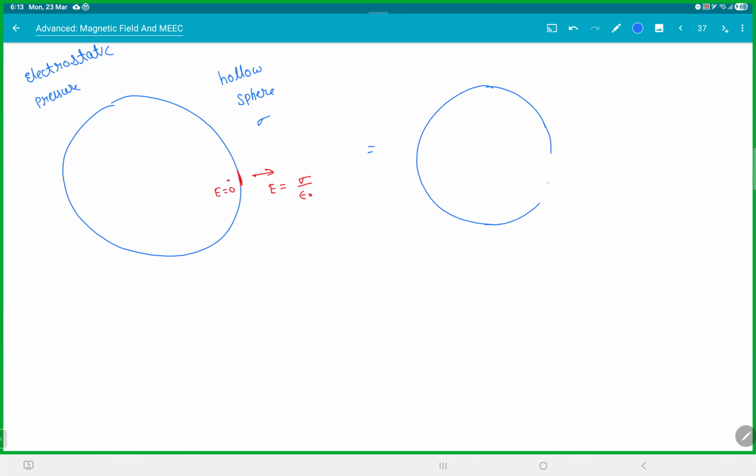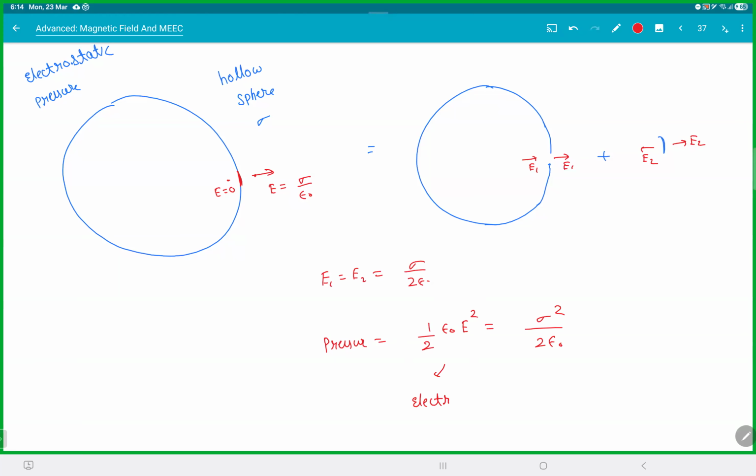So we will take a small piece and we will do the same argument here. We will say this is E1, this is E1, this is due to everyone else. This is E2 and this is E2. And you do this, you end up with E1 is equal to E2 is equal to sigma by 2 epsilon. And this will give you the pressure as half epsilon E square, which is sigma square by 2 epsilon. That's your electrostatic pressure. And luckily if you see the formula, this thing looks like electric energy density.